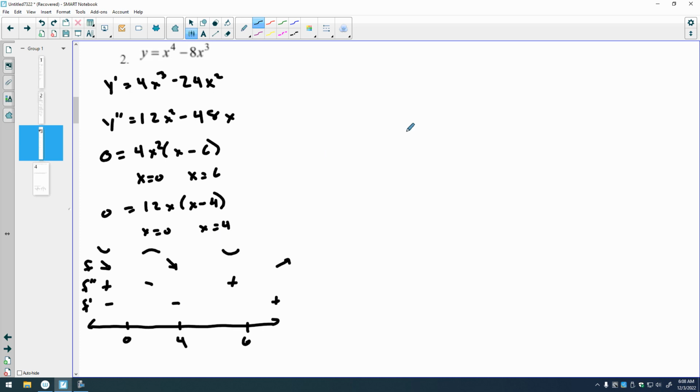Okay, let's look at our functions. F is increasing from, looks like, 6 and up. Look at my f prime, increasing where it's positive. So from 6, I'll be consistent. I used a bracket last time, so we'll stick with the bracket. So it's from 6 to infinity. Decreasing from negative infinity to 6.